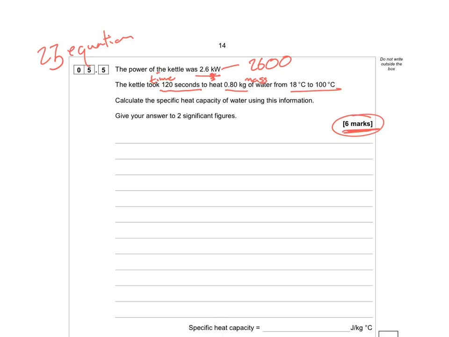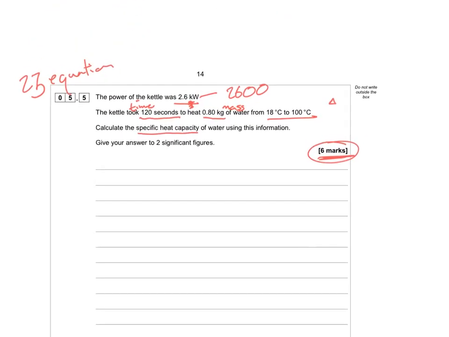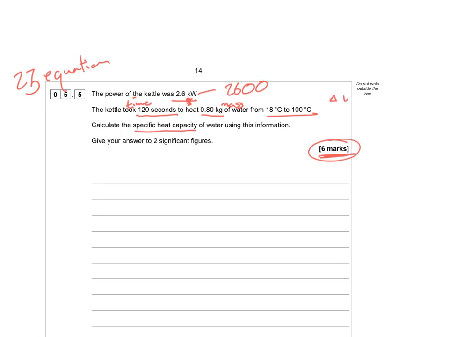from 18 to 100. Now, if I think right, this is going to be specific heat capacity, and yes it is. I've got to calculate specific heat capacity. Now I know from the equation on the equation sheet, which you are given, that change in temperature is important. So the change here is 82 degrees.